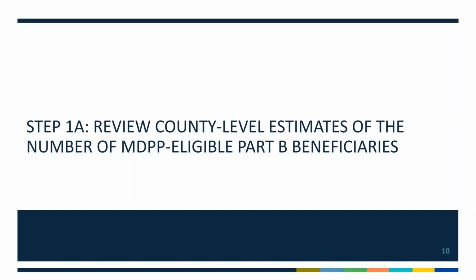In step 1, you can use national maps and county-level data developed by CDC to understand the distributions of MDPP eligible Part B beneficiaries in each county across the United States. If you would like to learn how CDC estimated the numbers of MDPP eligible Part B beneficiaries, you can refer to Appendix A in the CDC guidance document. The national maps on the next few slides show the estimated number of people eligible to participate in the MDPP by county. The first map shows all U.S. counties. The second map highlights urban counties, and the third map highlights rural counties.